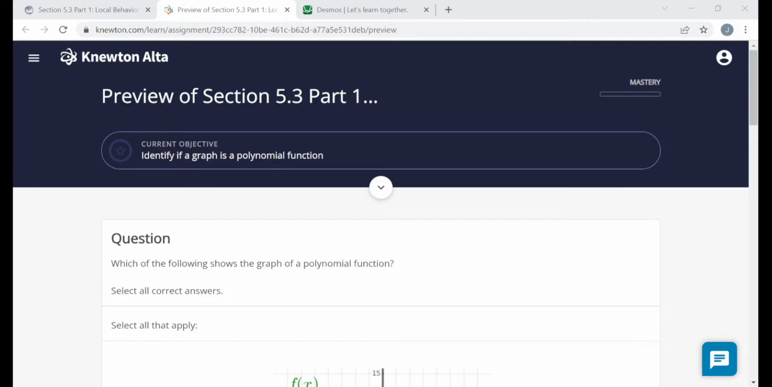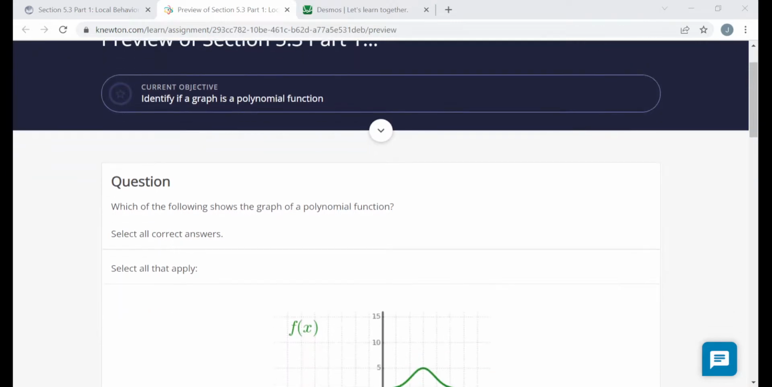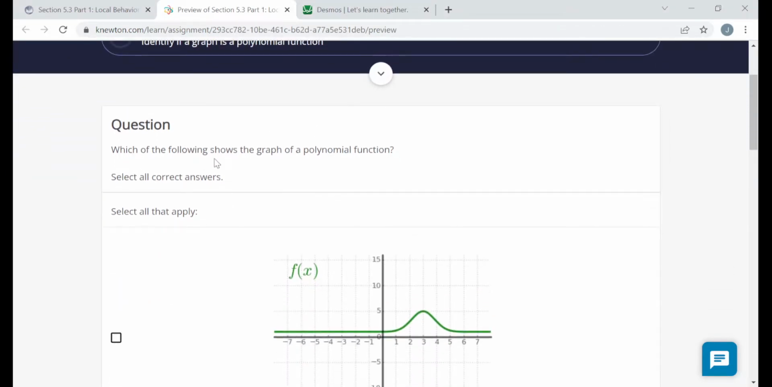Okay, so back on this first question, they ask us, which of the following shows the graph of a polynomial function? And select all correct answers, right? So there's maybe more than one choice here.